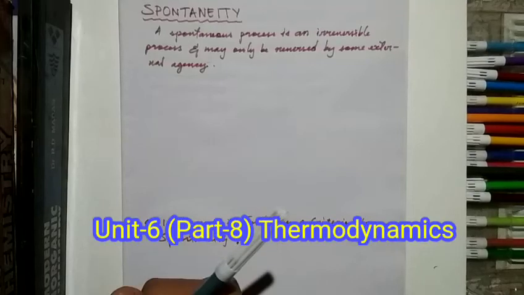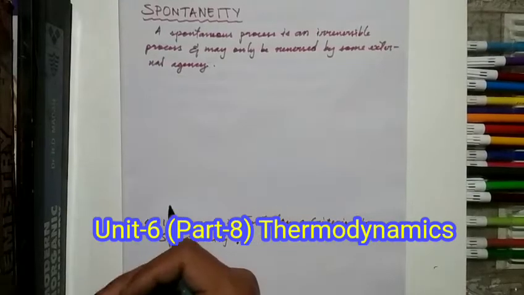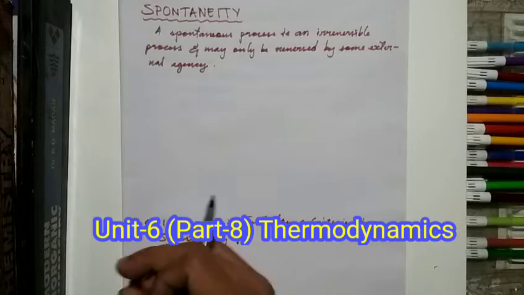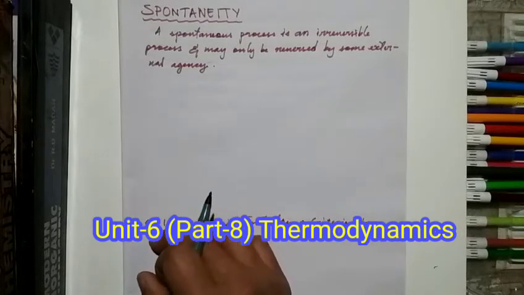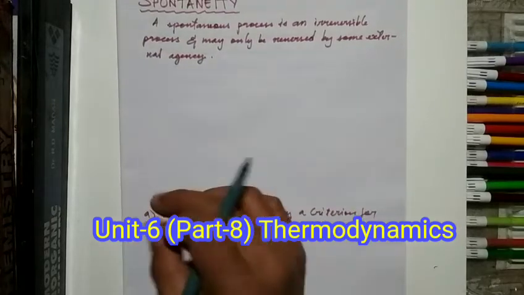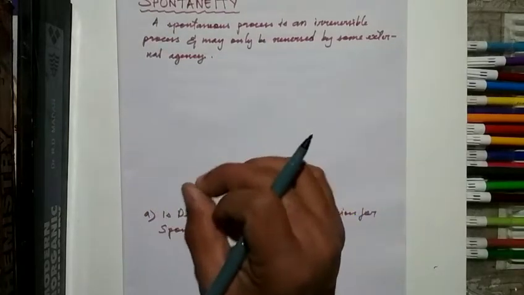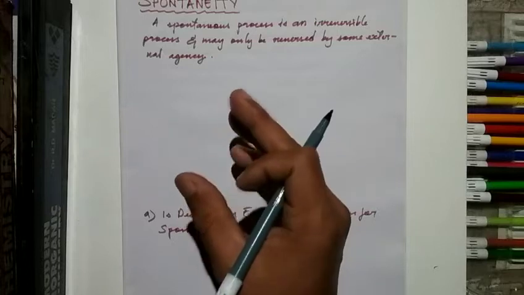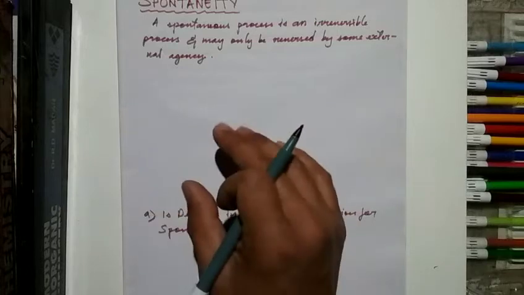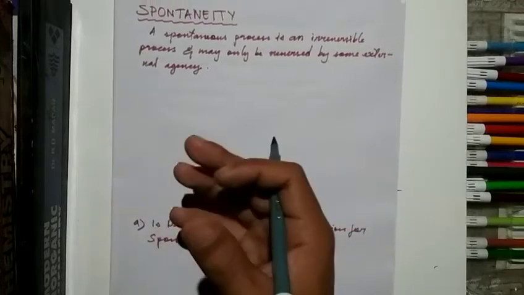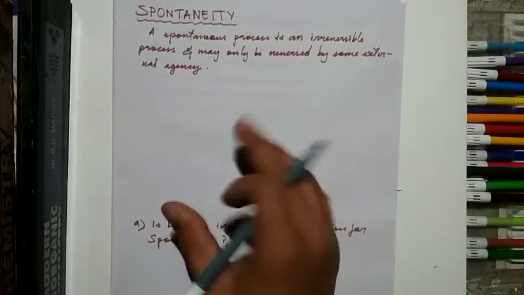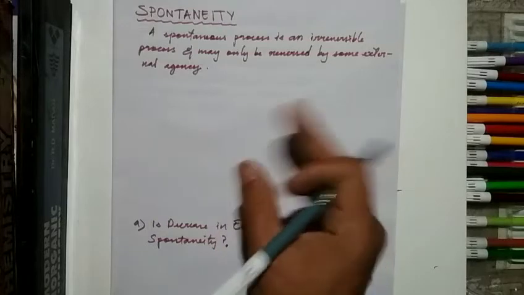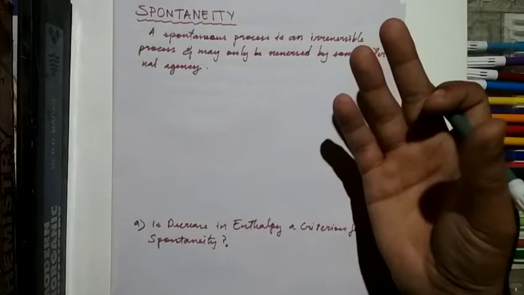So today we will be discussing spontaneity, entropy, and Gibbs free energy. Firstly, we'll talk about spontaneity. Spontaneity means the potential to proceed without the assistance of any other external agency. Without any external agency, it will just proceed.